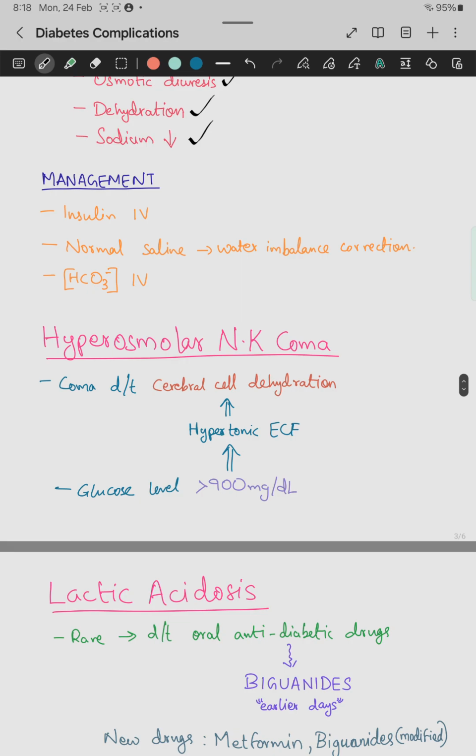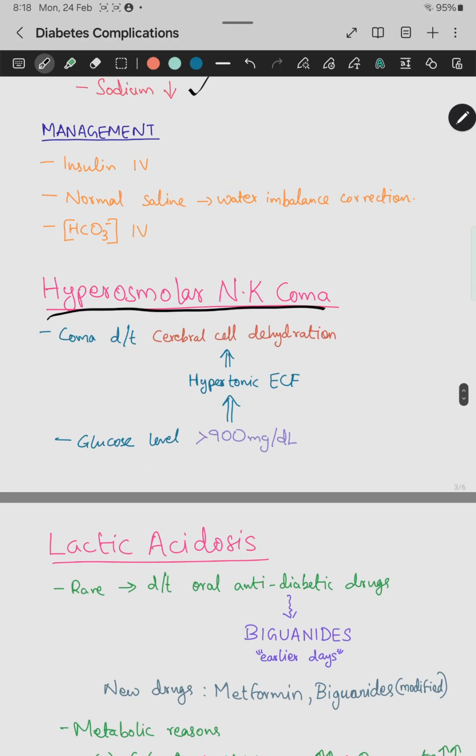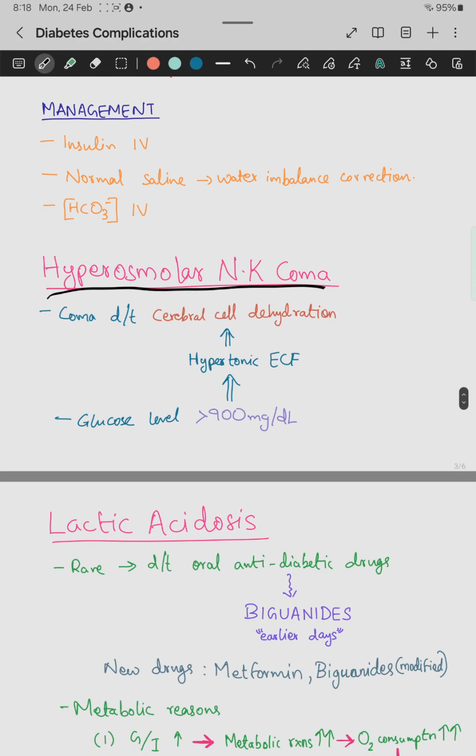Now coming to the second acute complication, that is the hyperosmolar non-ketotic coma. And this coma is due to the cerebral cell dehydration, which is due to the hypertonic extracellular fluid that is seen around the cerebral cells. And this hypertonicity is due to increased glucose level in ECF, which is greater than 900 milligram per deciliter.